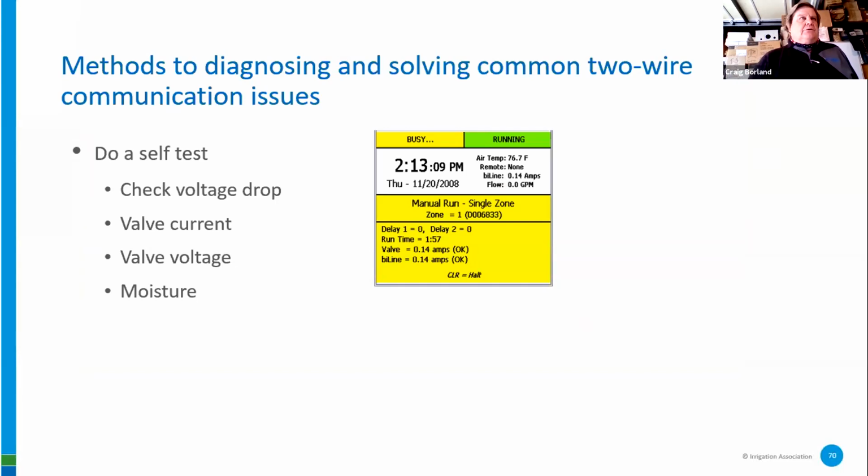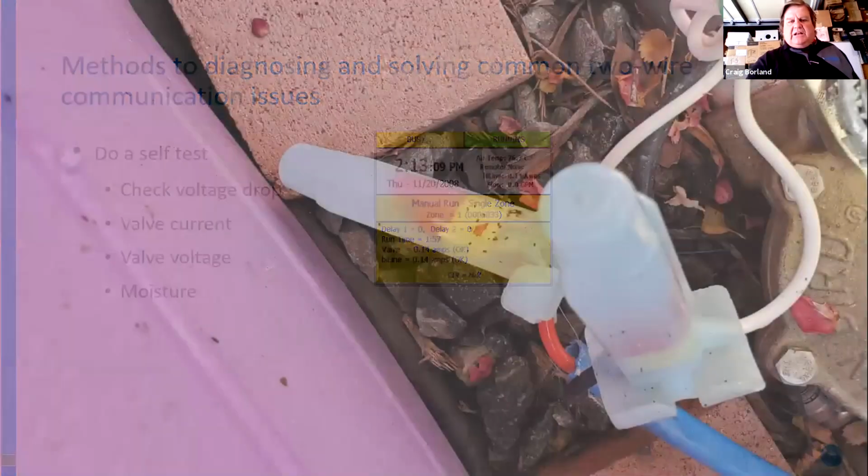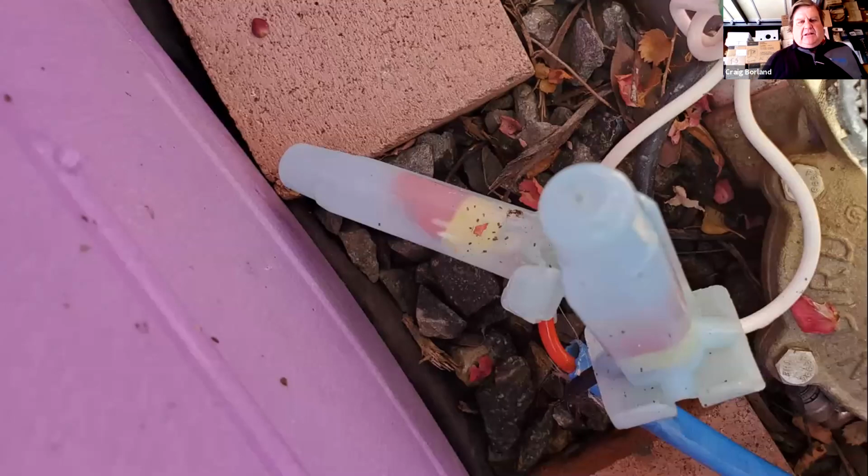By all means, first thing to do in troubleshooting, utilize the controller's troubleshooting diagnostics first. Let it tell you what it has a problem with. That's the first thing to do. Number two, check the wire connections.